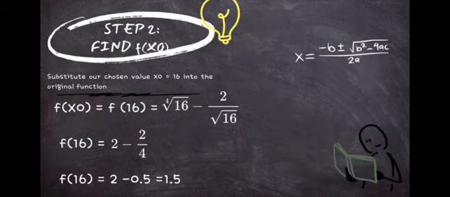The second step is to find f of x0. For this, we substitute our chosen value x0 equals 16 into the original function. As you can see, f of x0, which equals f of 16, equals the fourth root of 16 minus 2 over the square root of 16. And then we simplify the roots to give us f of 16 equals 2 minus 2/4, which then simplifies further to f of 16 equals 2 minus 0.5, giving us a final value of 1.5.